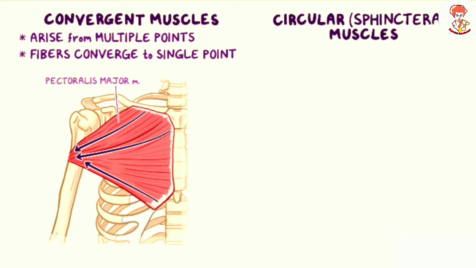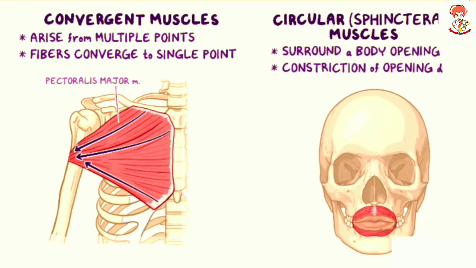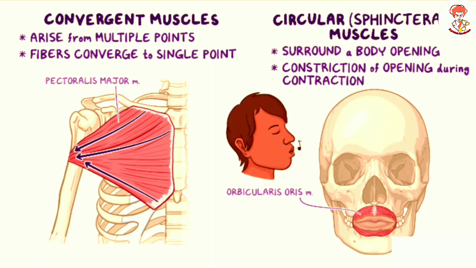Lastly, there are circular or sphincteral muscles, which are indeed shaped like a circle. Typically, these muscles surround a body opening, and their circular shape causes constriction of the opening during contraction. For example, orbicularis oris surrounds the mouth, and when contracted, it helps constrict the oral opening, seen when puckering your lips when whistling.